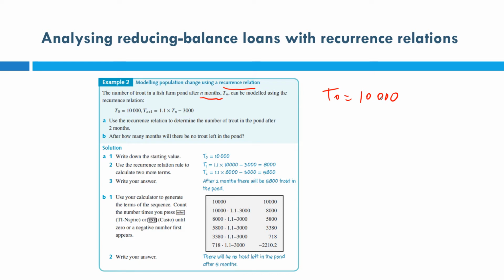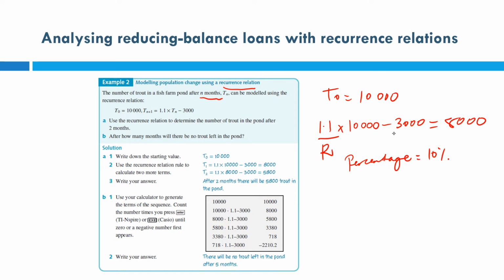So we start with 10,000 fish in the pond, and then the recurrence relation here is Tn plus 1 is equal to 1.1 times Tn minus 3,000. If we break that down, 1.1 actually represents capital R, and because we know capital R is 1 plus little r over 100, we could work out there that little r is actually 10%. So this is telling us that the population is increasing by 10% each month. But that minus 3,000 tells us that we're taking out 3,000 fish each time.